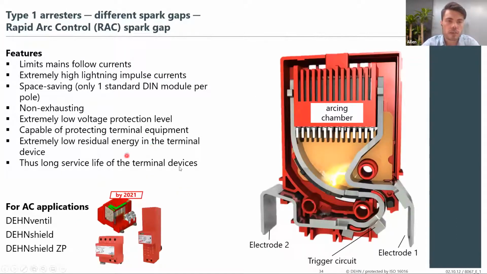Again, new technology that's coming out next year is that we have improved our spark gaps even further, which is now called the rapid arc control spark gap. It works with an arcing chamber with 2 electrodes. So the arc actually forms between the 2 electrodes. It moves up through the arcing chamber, extinguishing the arc without any residual energy passing through the spark gap going to your terminal device. And also to mention, it has a low mains follow current, which means that any upstream fuses will be protected and will not trip in this case.